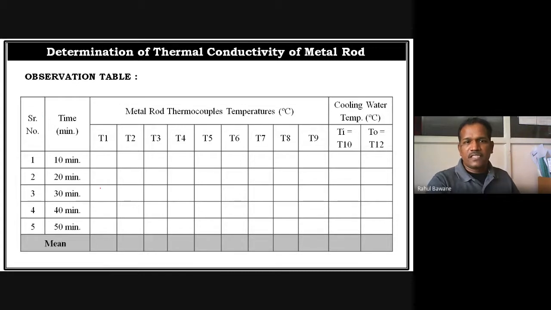This is our observation table. So this 10 minutes means after a waiting period of 30 minutes. After 30 minutes, next 10 minutes, we will note down our first reading. Then next 20, 30, 40, 50. And we will make a mean or average of all these readings. There are two theories. Many colleges prefer that the last reading is the most steady state condition reading, so they calculate all the values on the basis of the last reading.